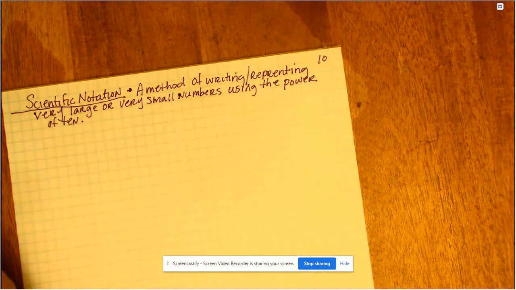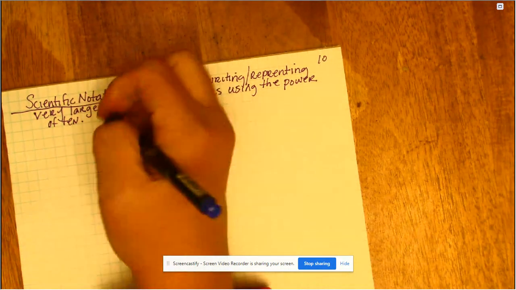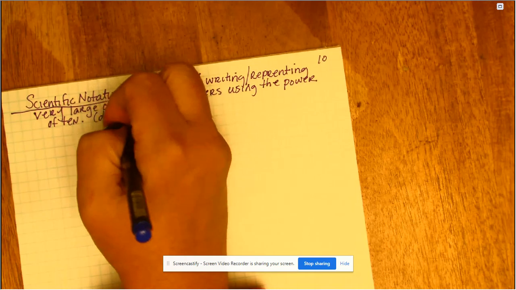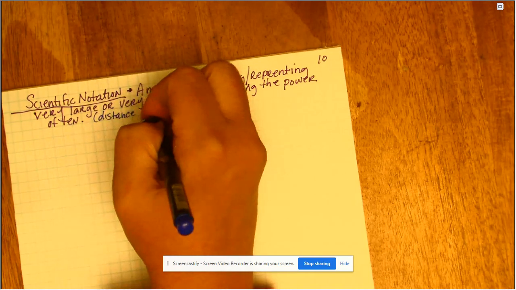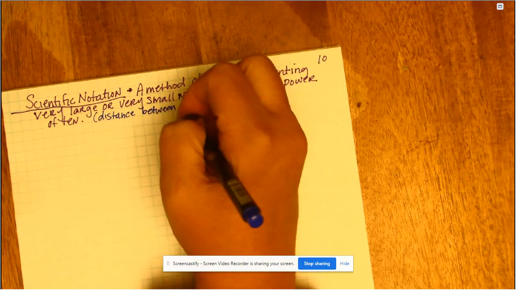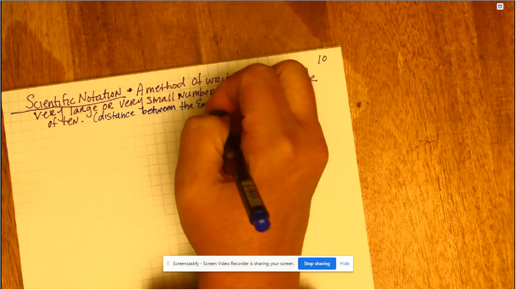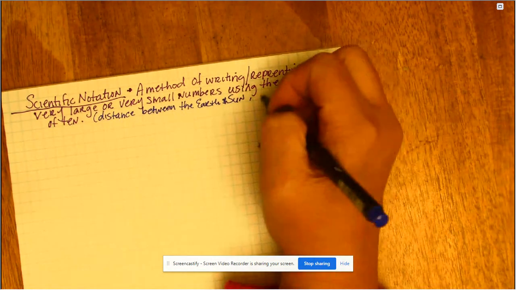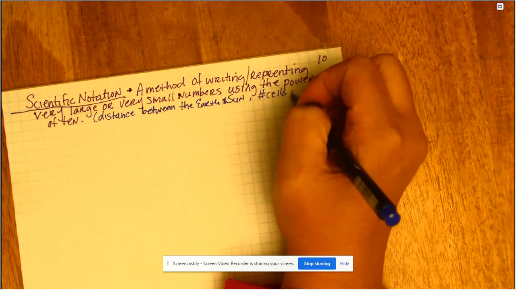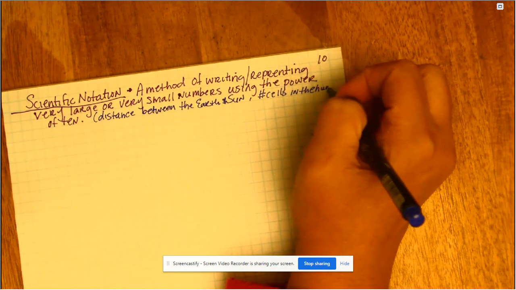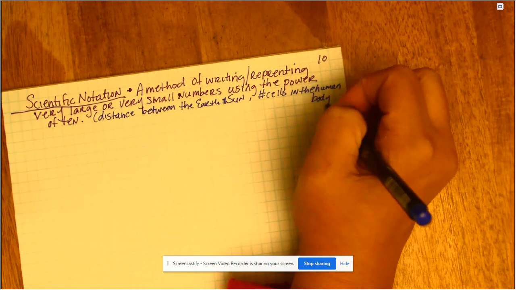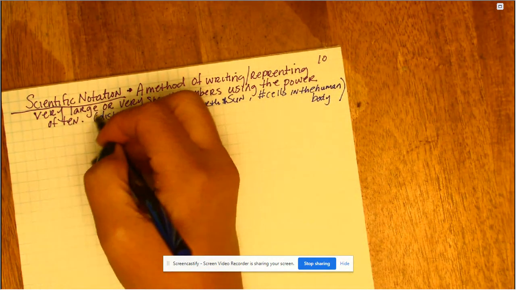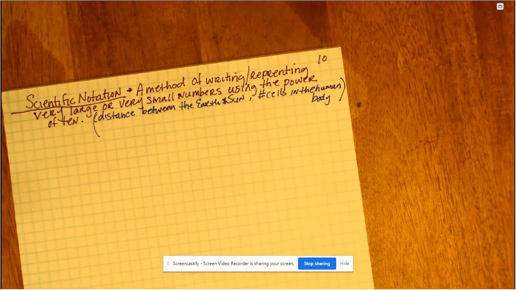So some examples that you may use to represent scientific notation could be the distance between the Earth and the sun, right? Or the number of cells in the human body. Because again, remember, mathematicians like to be efficient, lazy, so they want to make things as easy as possible. So what does that look like?